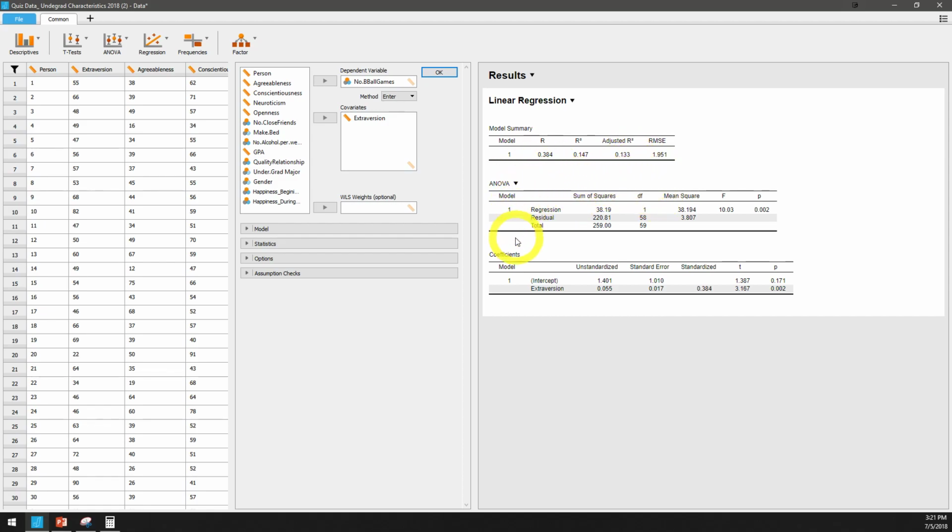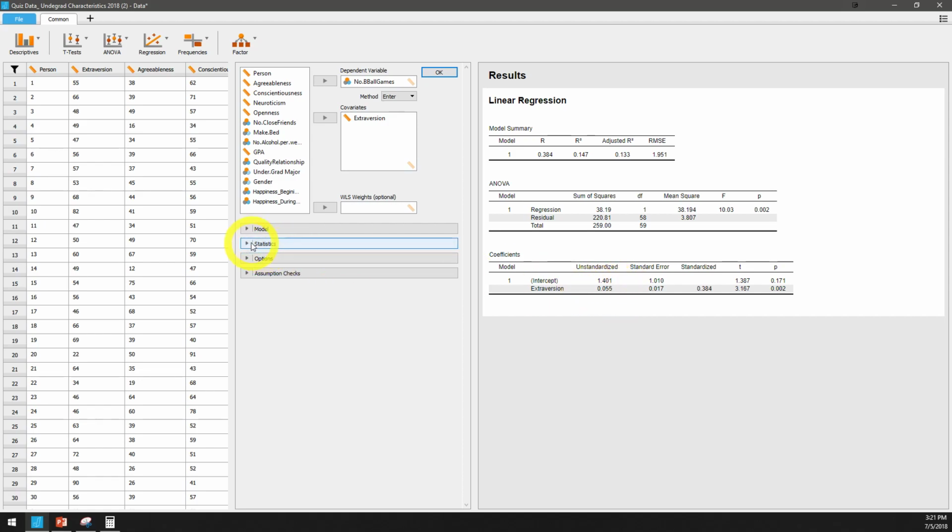ANOVA and regression are very much related mathematically. So when you do regression, you also get an ANOVA. But notice how your regression p-value here is the exact same as the p-value down here for extroversion. So your ANOVA gives you the same result as the regression output, except you get a little bit more useful information in terms of the unstandardized estimate for the intercept and the slope. So you can plug those into your regression formula.